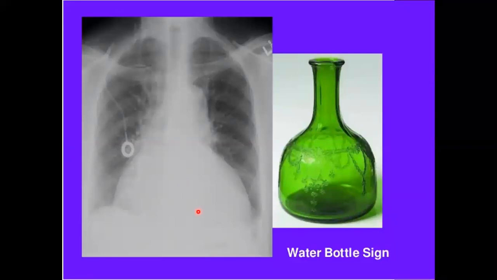This is a chest X-ray of a patient with massive pericardial effusion, and the heart shadow is increased and seems like a bottle which is lying within the chest cavity.